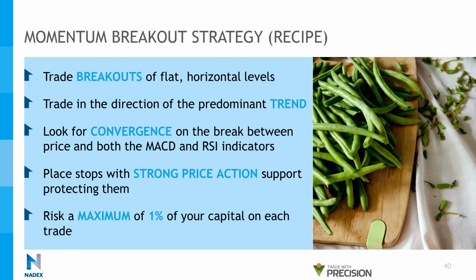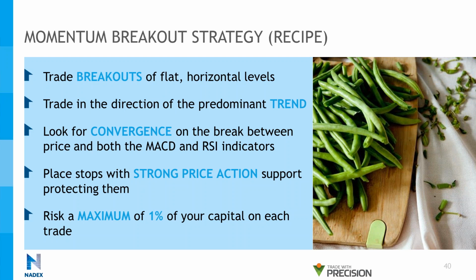We're trading breakouts of flat horizontal levels. We're only taking those breakouts going in the direction of the predominant trend, looking for convergence on the break between price and the indicators, the MACD and the RSI. That means if price is breaking to new highs, we want to see the same thing happening in the indicators. If price is making new lows, then the indicators should follow suit as well.